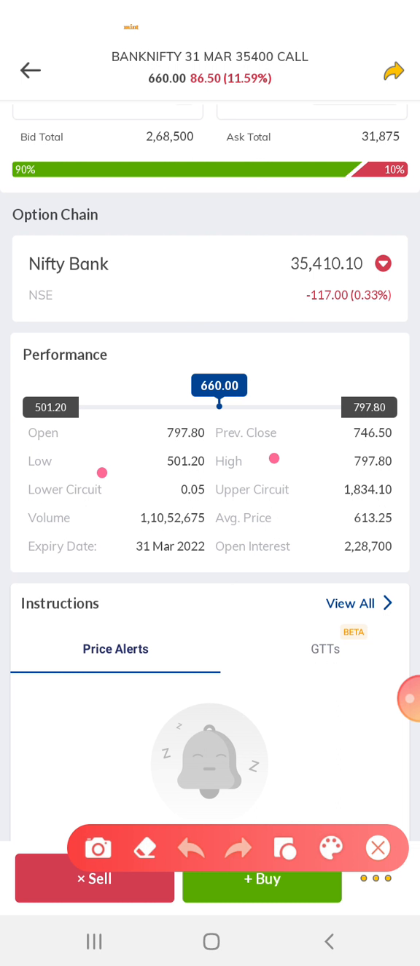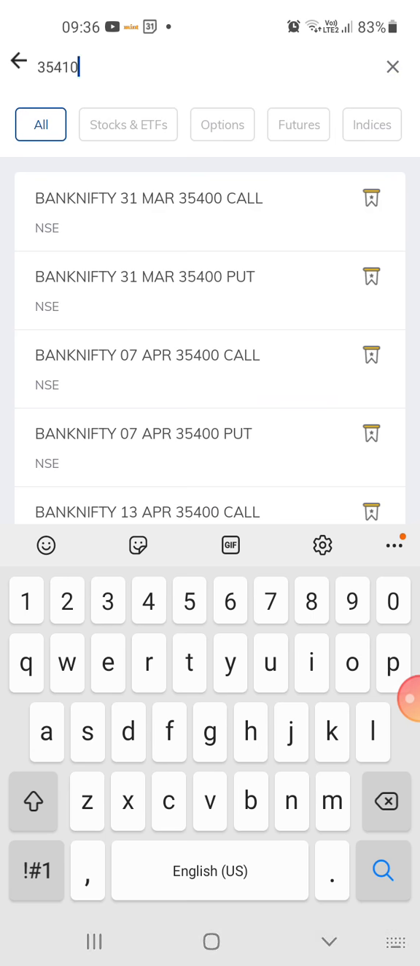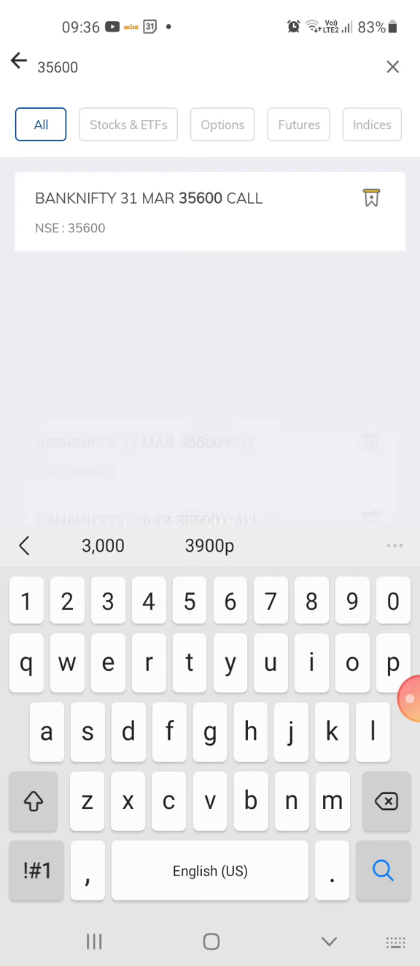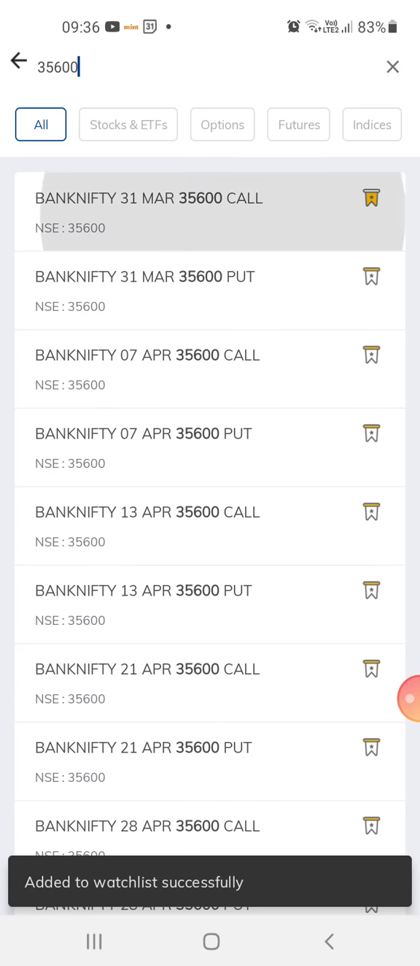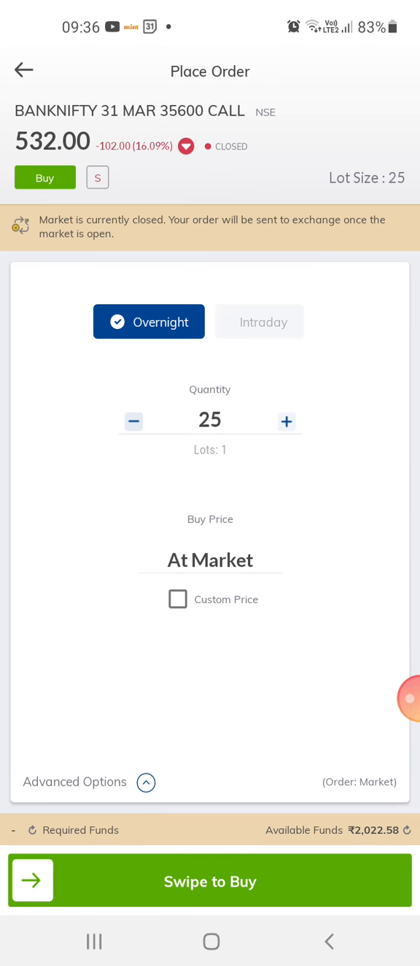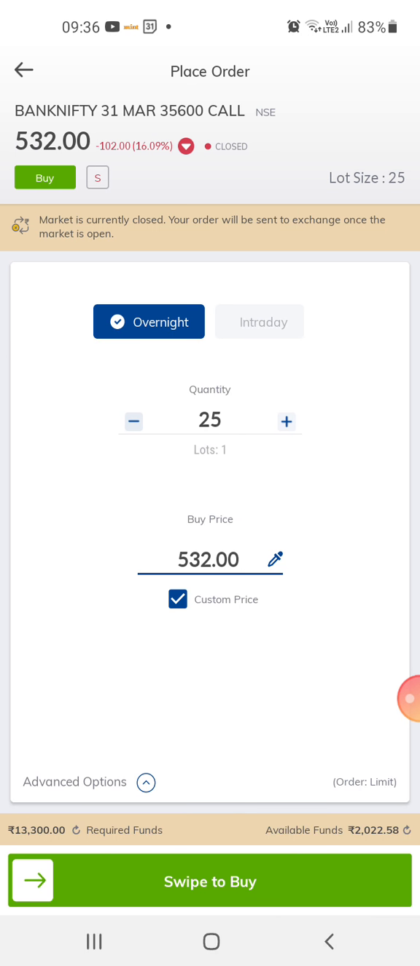Suppose you're taking this, it is a little bit on the expensive side, so we'll try to go for a cheaper one. We'll go to the 35,600 call. This is about 532, so this is also a little bit expensive. If you buy even one lot, it is about 13,000, so you need to have a minimum of 13,000 to buy this.